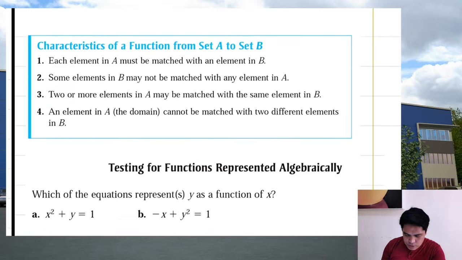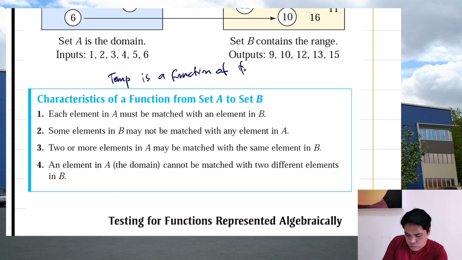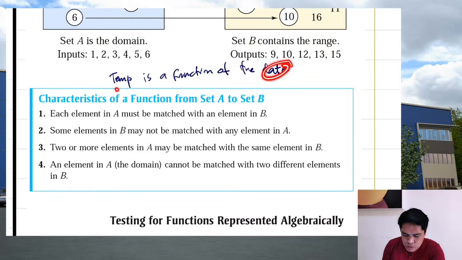Example of some functions. Let's say the temperature is a function of the date. Of course, the date is connected to the season. So yung temperature depends on what the date is. So yung input natin dito is the date. Nakadepende yung temperature dun sa date. Pero di naman pwede na yung date nakadepende sa temperature. Meaning, pag malamig pala, magdidepende dun yung date. So di pwedeng ma-reverse.